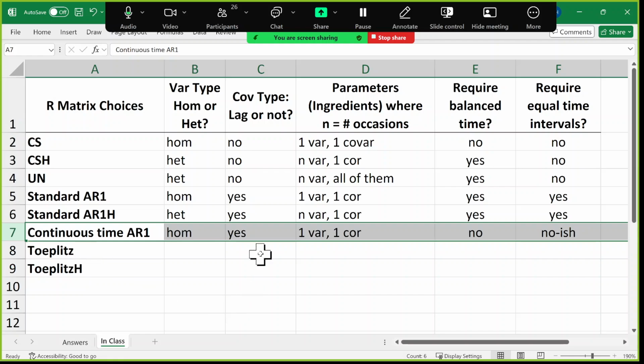Yeah, Rebecca, this one is the tricky one. This one kind of violates the rules, but this is a non-standard structure in terms of the ones that are built into software and built into textbooks. I just want you to be aware that it is out there. It's a little bit harder to find in software.